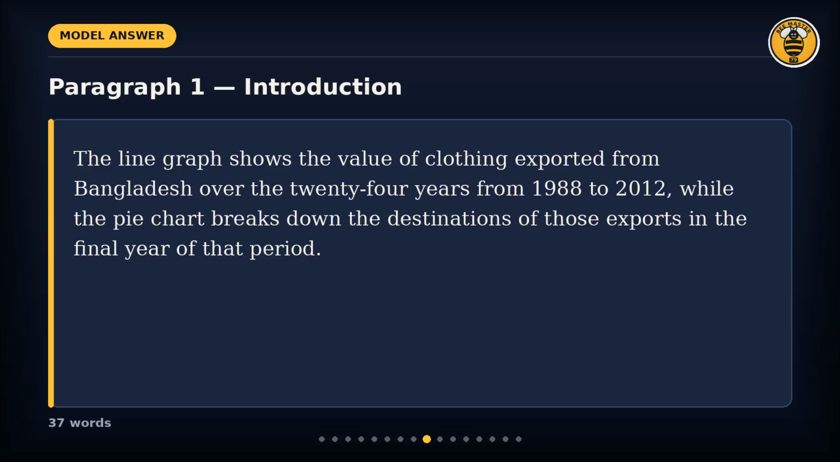Paragraph 1, the introduction. The line graph shows the value of clothing exported from Bangladesh over the 24 years from 1988 to 2012, while the pie chart breaks down the destinations of those exports in the final year of the period. Notice illustrates becomes shows, and shows becomes breaks down. That is paraphrase, not copying.